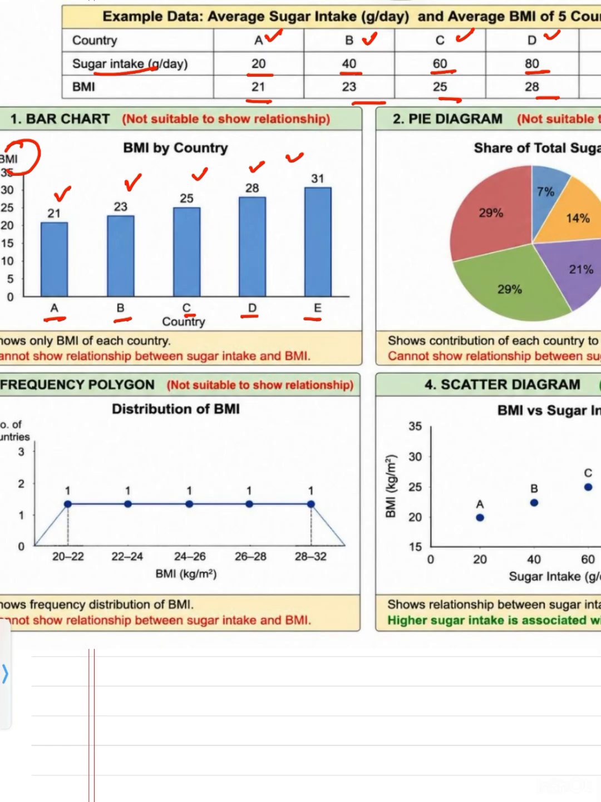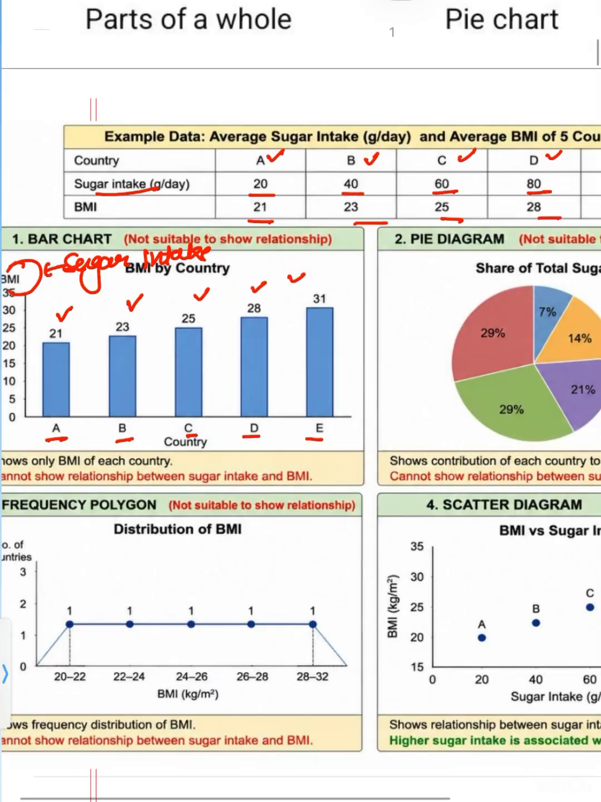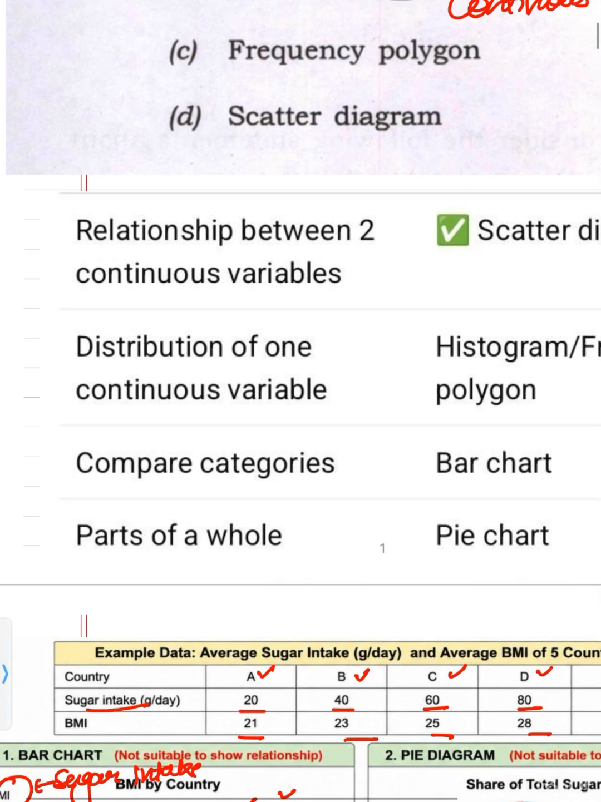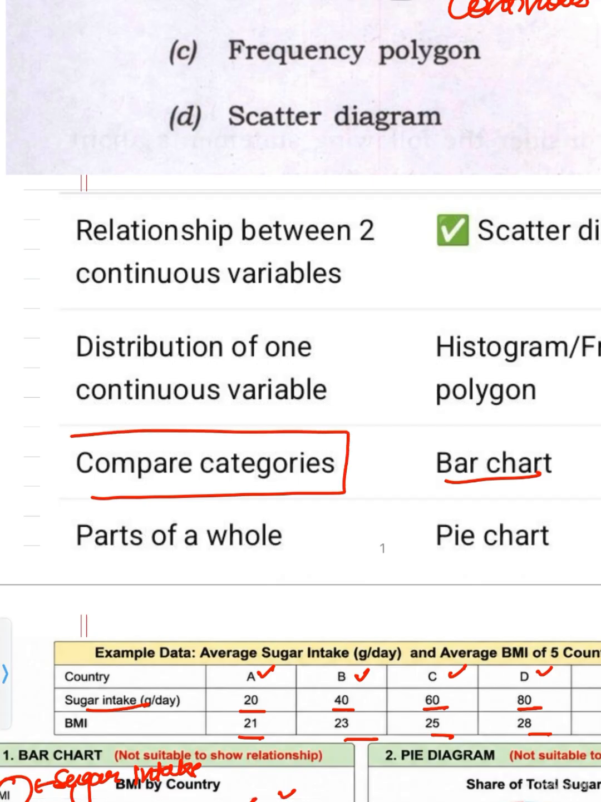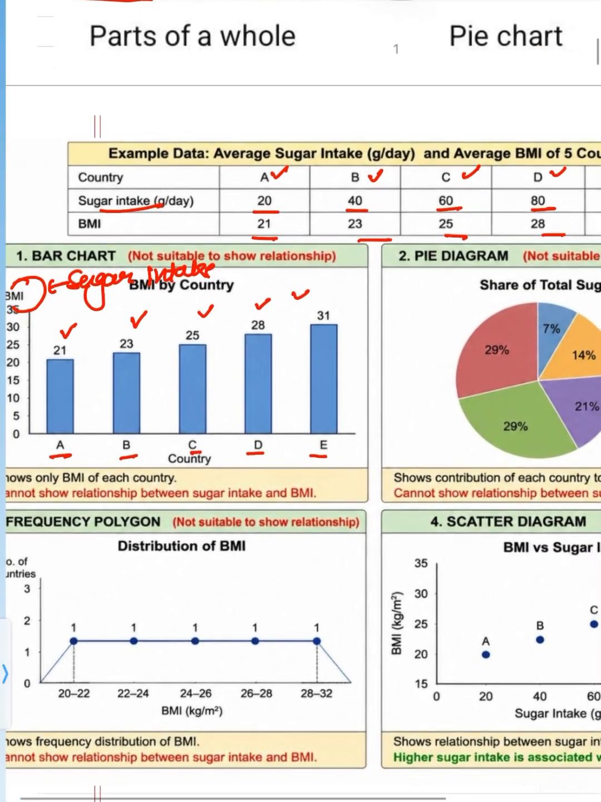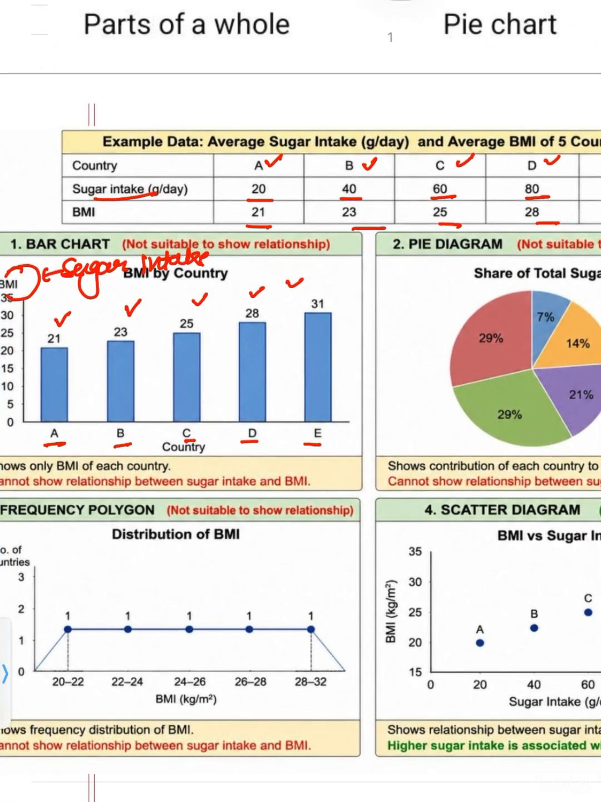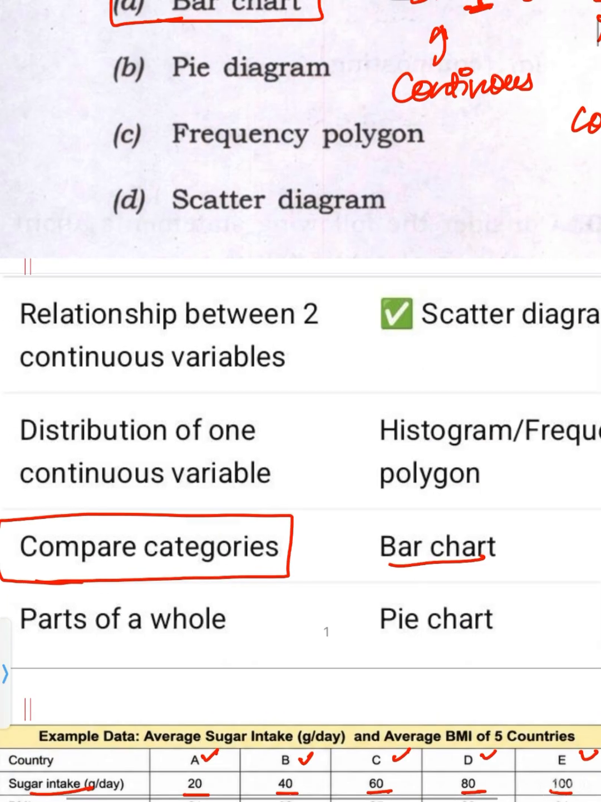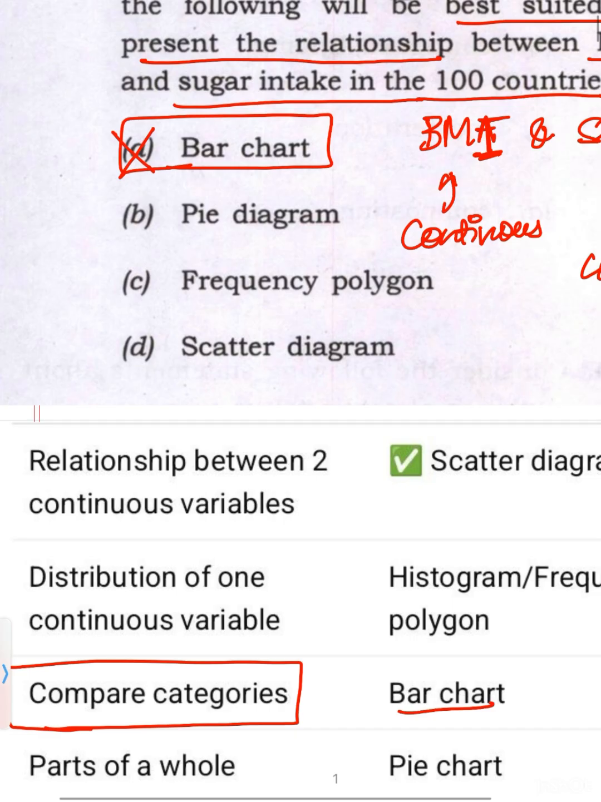If we have plotted the BMI, we cannot plot the sugar intake, or it can be the other way around. If rather than BMI on the y-axis I take the sugar intake, I can again plot the bar chart, but then I will have no place to represent the BMI. So the bar chart cannot be drawn. The bar chart is drawn only when we have to compare categories. For example, we take the countries and compare them on the basis of BMI. Only then can we draw the bar chart. So the first option will be wrong.